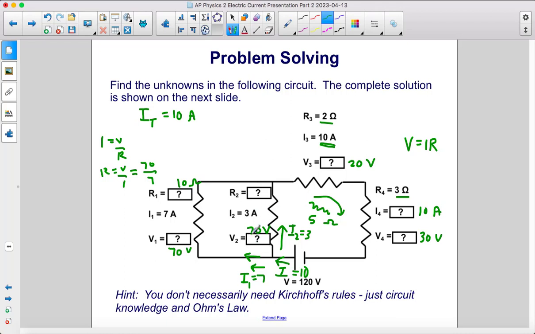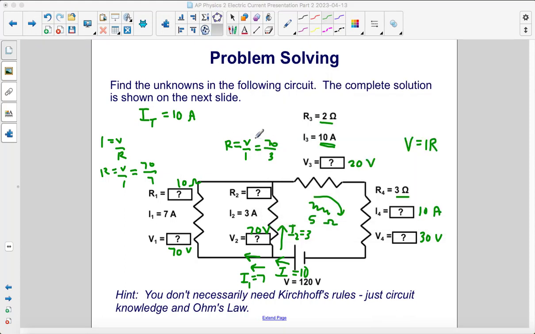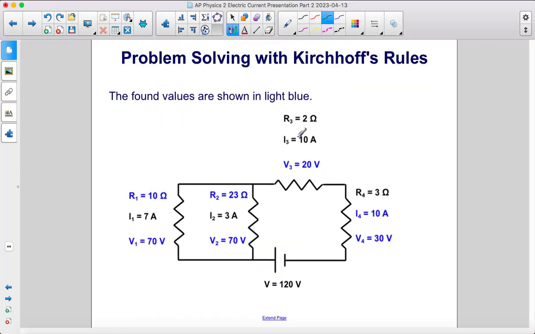Here we have 70 and 3. So R equals V over I. So V is 70. I is 3. I'm going to break out my calculator here. 70 divided by 3 is 23-ish. 23-ish ohms. And I think we solved it. All right, and here are all of the solutions, and we did it correctly.